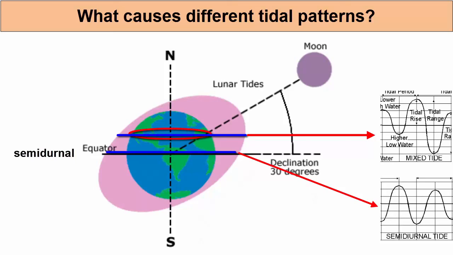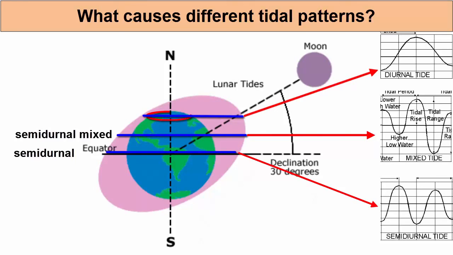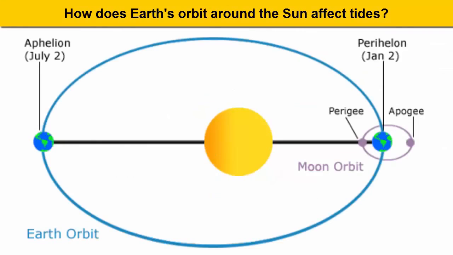If we are at the mid-latitudes, however, we will move through the 2 bulges, but different parts of them with different water levels. Thus we experience semi-diurnal mixed tides. At the poles, we miss one bulge entirely, so we rotate through only one bulge per lunar day and experience a diurnal pattern.